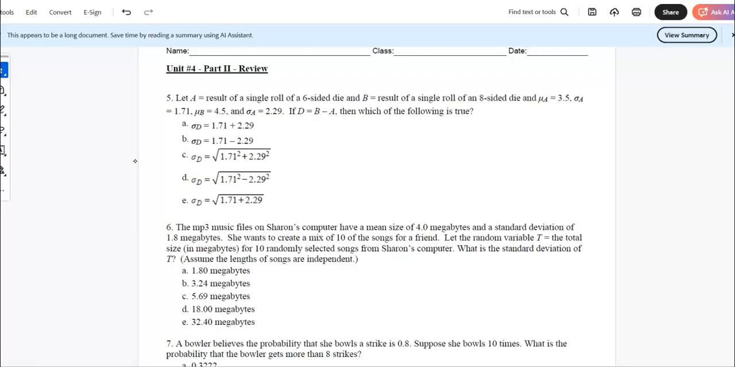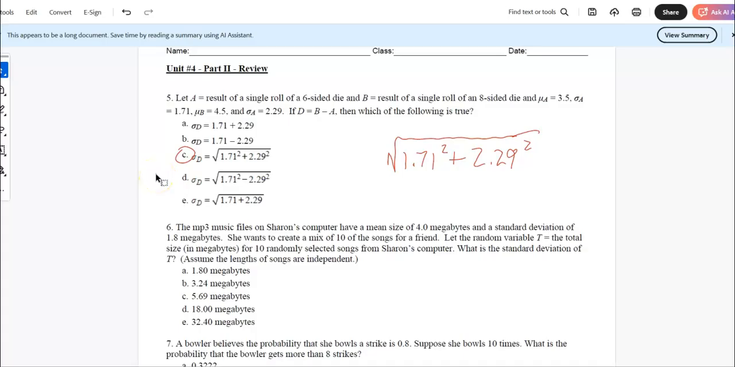So you do the square root of, it doesn't really matter the order here because you're adding, because it's always the case with these guys. So one of them is 1.71 and one of them is 2.29 squared. And again, I don't really care about the order there, but they did the same order I did. So it's this guy.